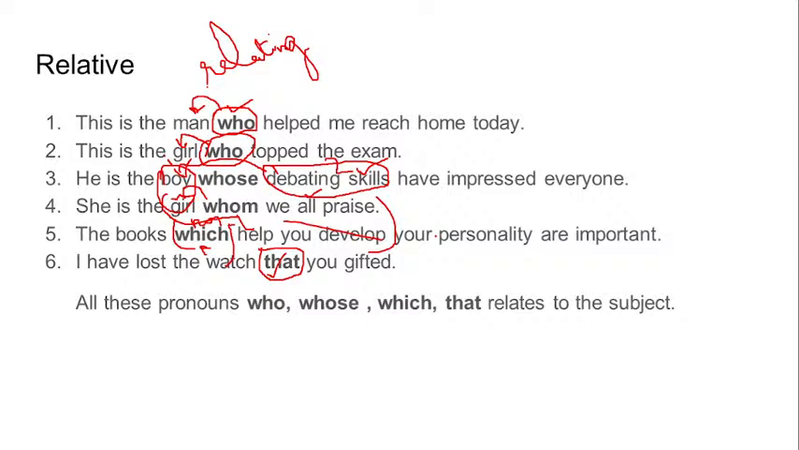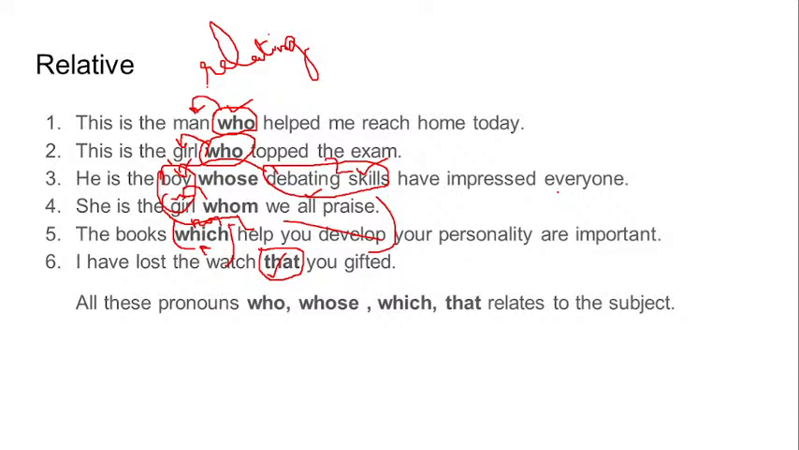For whose, there's the sense of belonging, and for whom, it is just related, it is just who is praised, the girl is praised. So it can also be she is the girl who we all praise or whom we praise, both are almost same. And for whose, there is a sense of belonging and possession also. Who possesses the debating skills? The boy possesses. So it's related to that.